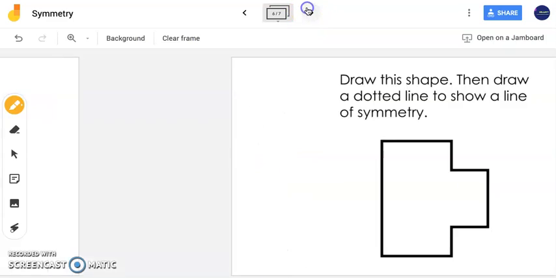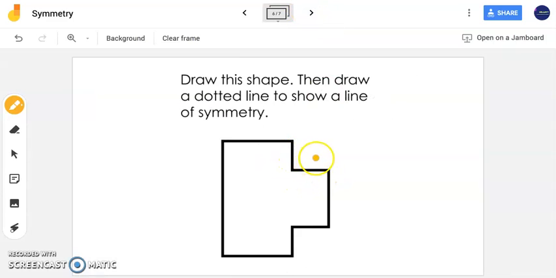For here as well, it says draw this shape, then draw a dotted line to show a line of symmetry. I encourage you to pause this video and draw this figure on your piece of paper. Now, if I draw a dotted line, a vertical line, just like I did for the previous problem, I'm going to find that I don't get an equal amount on the left and the right side. But if I draw a horizontal line, I believe this will work. And notice here there is the same amount above and under this line. Therefore, this line of symmetry is a good identification and a good way to describe that this figure is symmetrical.